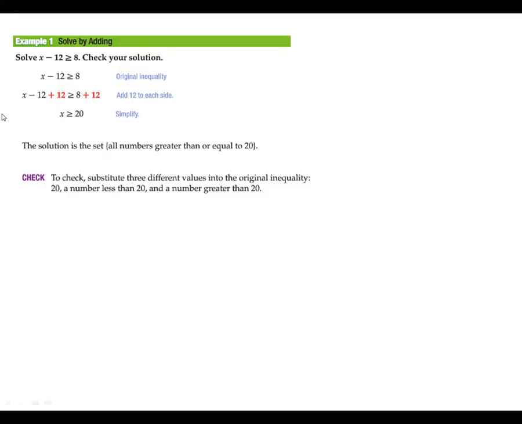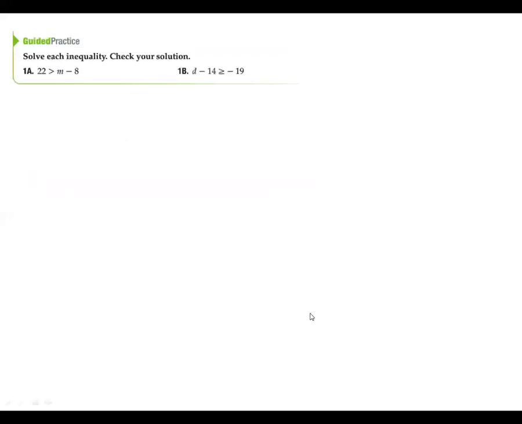Now, you could check this by checking a couple different numbers that are greater than or equal to 20. So if I put 20 in, it would work because 20 is greater than or equal to, that's the or equal to part, 20. If I did 25, 25 is greater than or equal to 20, 50 is greater than or equal to 20, and if you try a number less than 20, it's not going to make sense. Like 19 is not greater than or equal to 20, but that's not part of the answer set. So here's a couple for you to try. Go ahead and solve these inequalities, hit pause, solve them, and then hit play when you're ready.